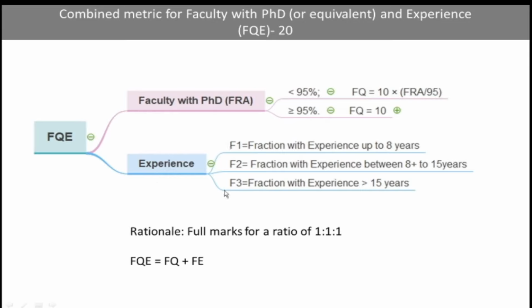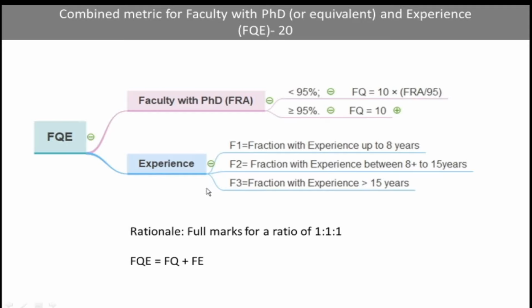Now the second part under this metric is experience. This again has been classified into three parts: fraction with experience up to 8 years, fraction with experience between 8 to 15 years, and fraction with experience of more than 15 years. What is expected here is an equal proportion among these three categories. So if your institution has a 1:1:1 ratio of faculty with experience of up to 8 years, 8 to 15 years and more than 15 years, then full marks will be provided. So again, the idea is to ensure that you are close to this ratio of 1:1:1 so that you get 10 marks over here.